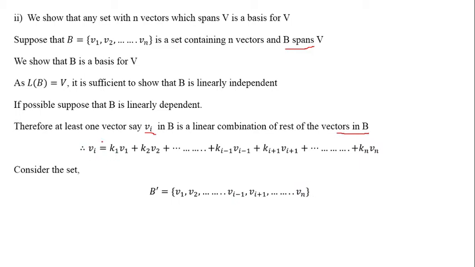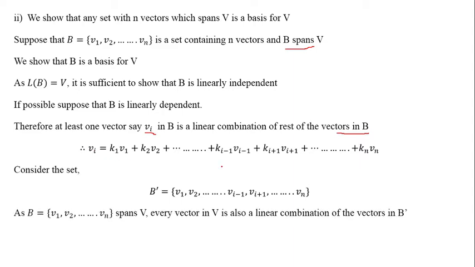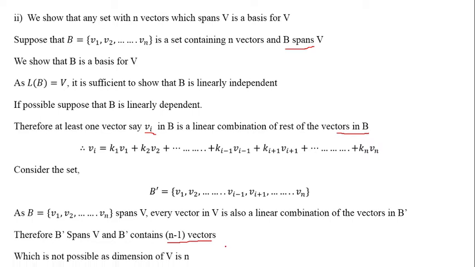And here we have shown that Vi is a linear combination of n minus 1 vectors. So as B spans V, every vector in V is also a linear combination of vectors in B dash, because this B dash is contained in B, and therefore B dash spans V and B dash contains n minus 1 vectors. Which is not possible because the dimension of V is n, meaning exactly n vectors span V. So here we have proved that B dash spans V and B dash contains n minus 1 vectors, which is not possible since the dimension of V is n, and therefore our assumption is wrong, meaning B must be linearly independent.